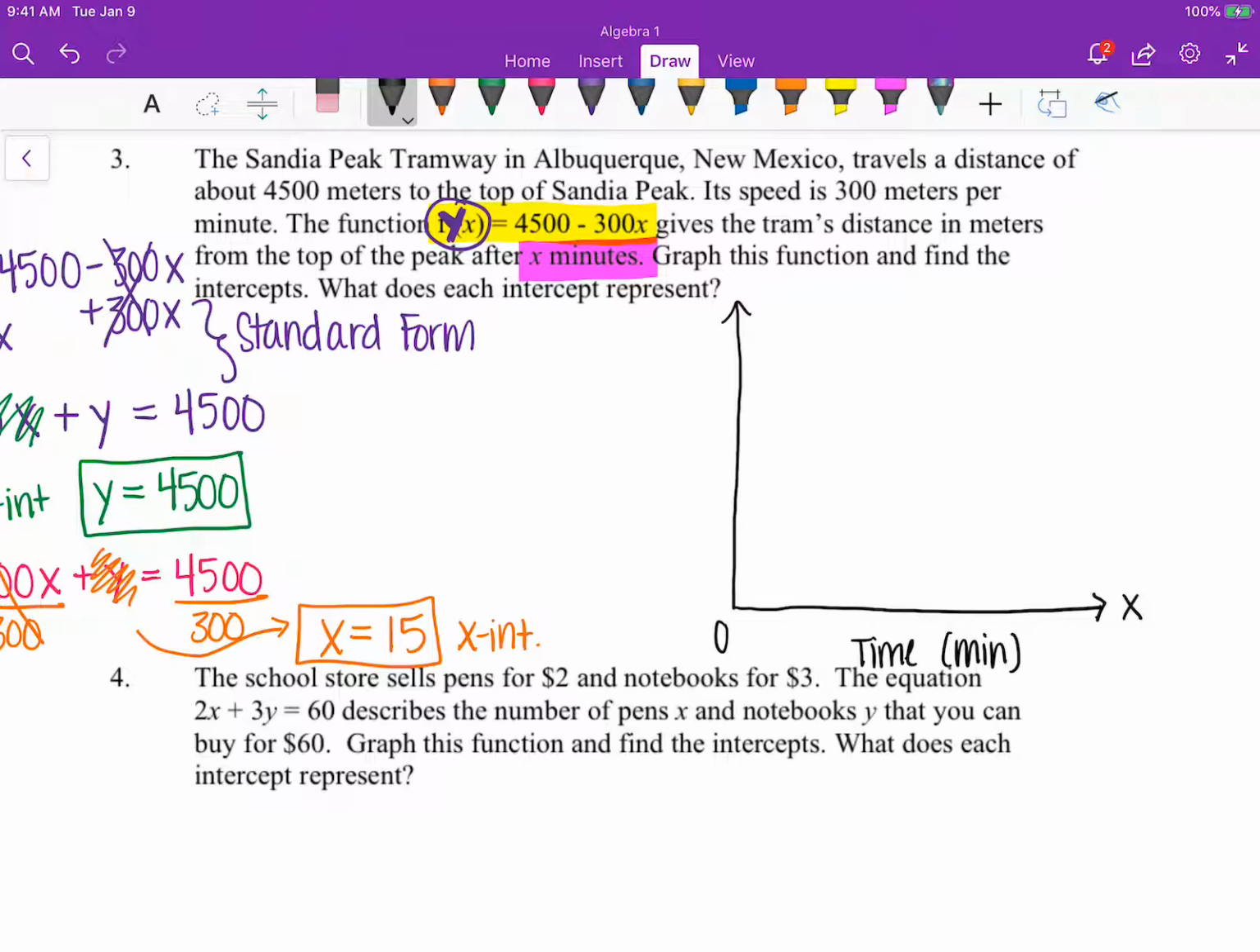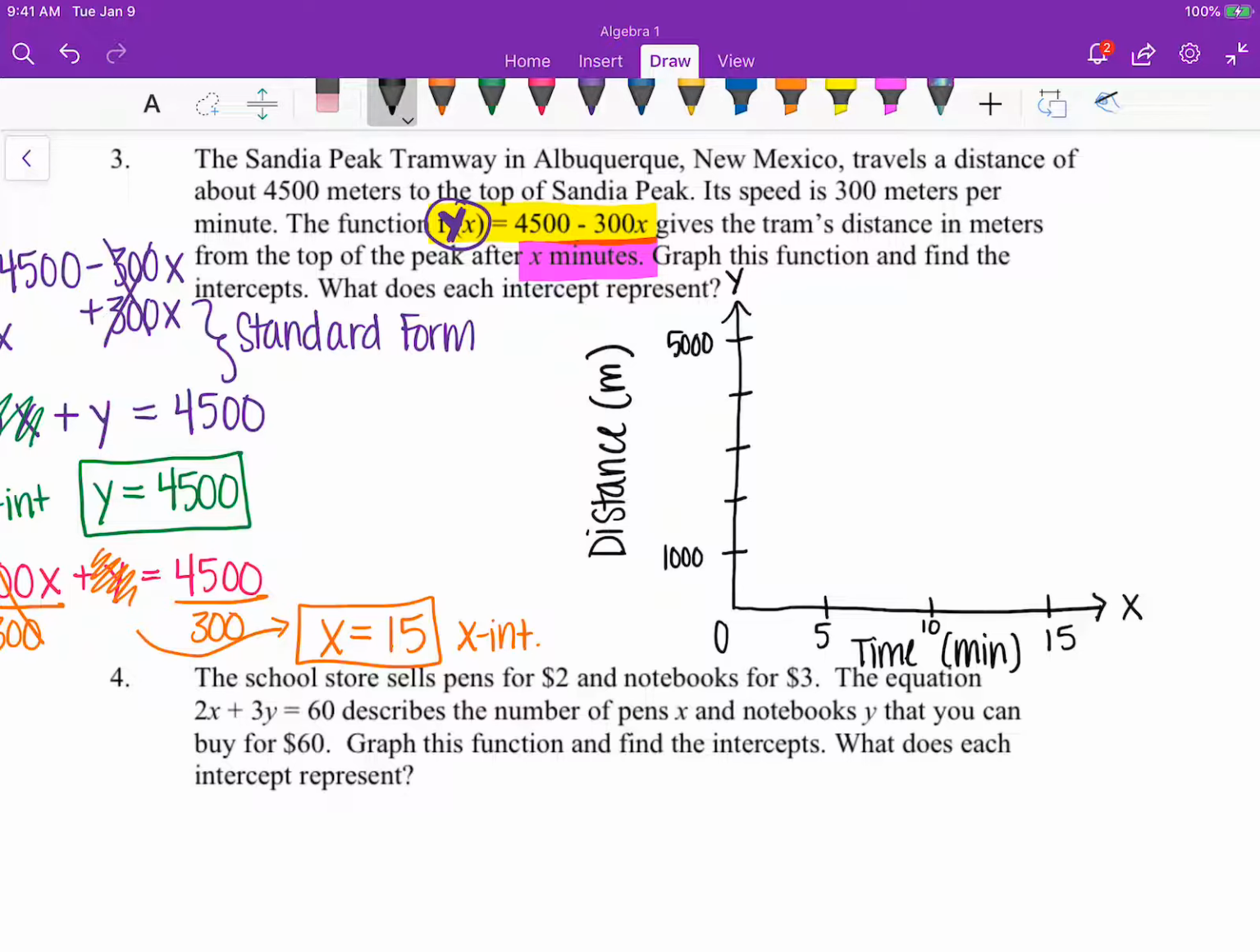Okay. Now, my x-intercept is 15. So I have to make my graph at least go up to 15. So I'm going to go 5, 10, 15 over here. And then my y-axis needs to at least get up to 4,500 because that's my y-intercept. So I'm going to make my graph count by 1,000s. So this would be 1,000, and then 2, 3, 4, 5,000 would be up here. I did not label my y-axis yet. We're talking about the tram's distance in meters, it says. So this y-axis over here is the distance measured in meters.